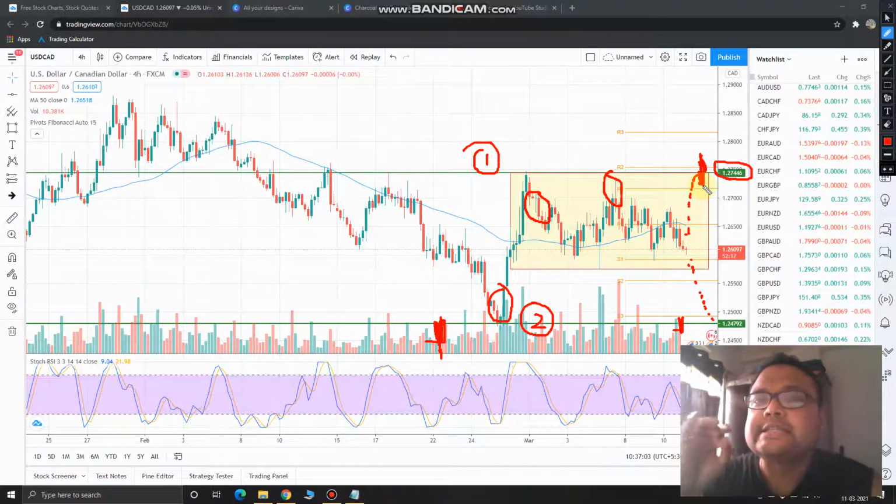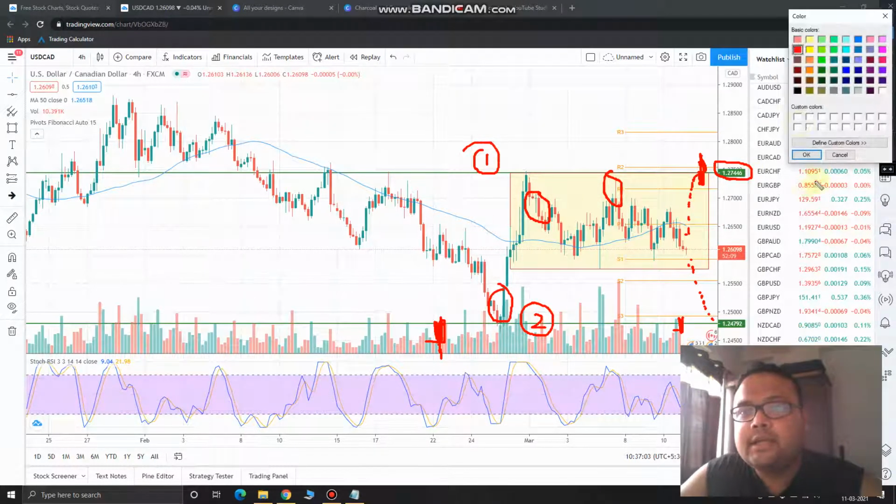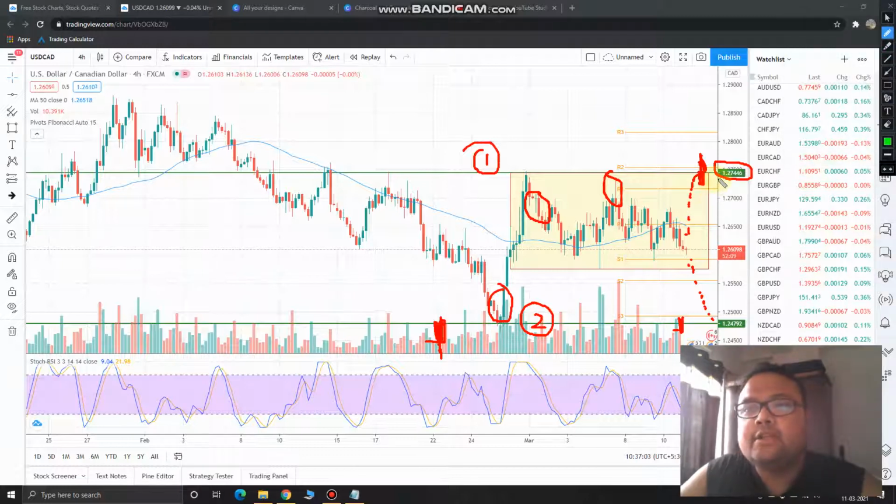Just try to understand the market psychology. Understanding the market psychology is the key thing. And on the other hand, if you see that market has reached the 1.2744 level, this level, but market is not struggling, and market has successfully crossed the level, and market is trading above the level, in that case, you can go ahead and buy.